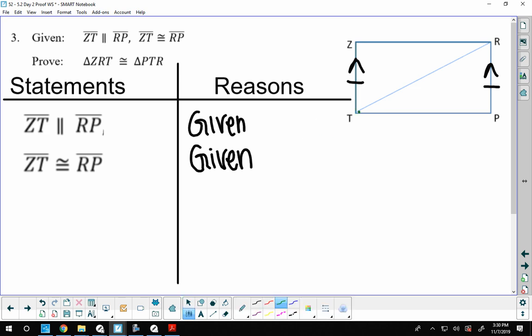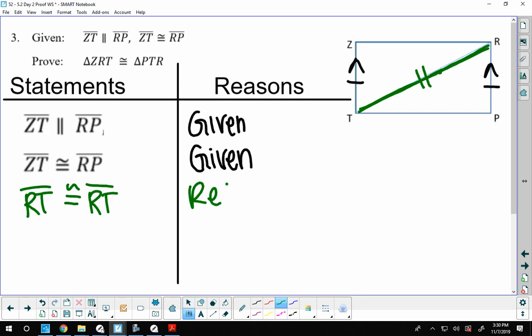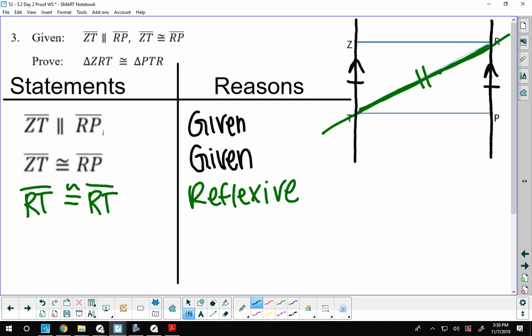So if you look, actually let's start with reflexive property. So we know that segment RT in this top triangle is congruent to segment RT in this bottom triangle because they're the same side. So we can say RT is congruent to segment RT by reflexive property. Okay. Now let's picture RT as our transversal, and I'll just extend this so you can see better that these are my two parallel lines and RT is my transversal.